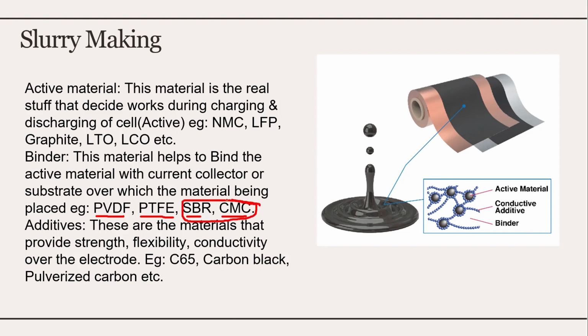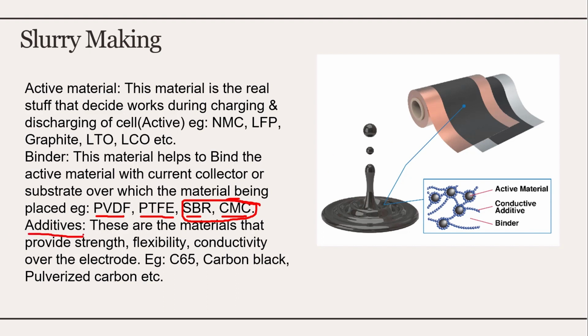And these are both water-based binders. So we can mix them with water, and the graphite we can also mix with water. So the anode slurry we can make with water, so it's an aqueous slurry, whereas the cathode slurry is a non-aqueous slurry. So this is also a very important point.